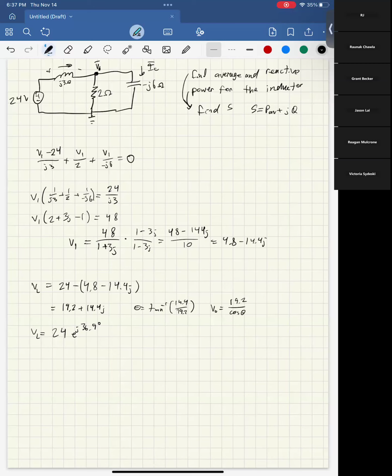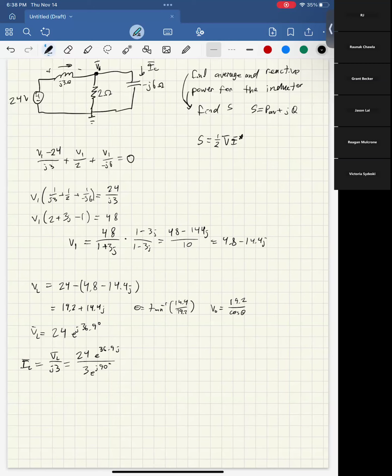Okay, so remember, our goal is to find S, which is equal to 1/2 V bar times I bar conjugate. So we have V, now we need I. If you have the voltage and you have the impedance, you can just find the current directly. So I bar L is going to be equal to V bar L over that j3. So that's equal to 24 e to the 36.9 j over j3, which can be written as 3 e to the j90.